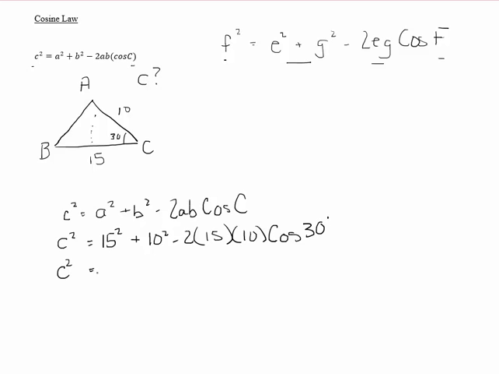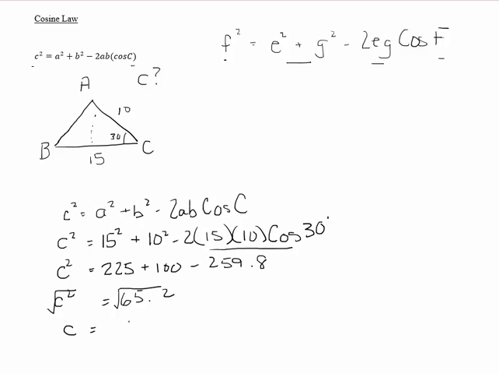I'm going to do more work than need be here, just to be sure that everybody's following along, but your calculator can do a lot of these steps together for you. All the way across, this is multiplication here. That reads 2 times 15 times 10 times cos 30. Pause here, check your calculator to ensure that you're doing that correctly. C squared equals 65.2, and in order to isolate for C, not C squared, I have to square root both sides. And if everything's done correctly, you should get a length of 8.07 units.